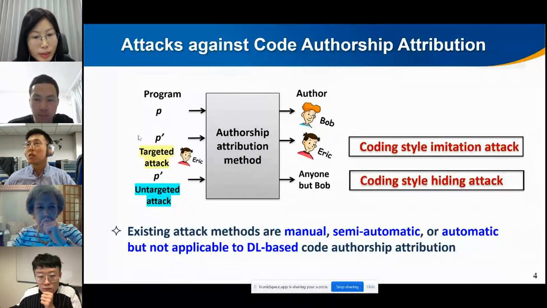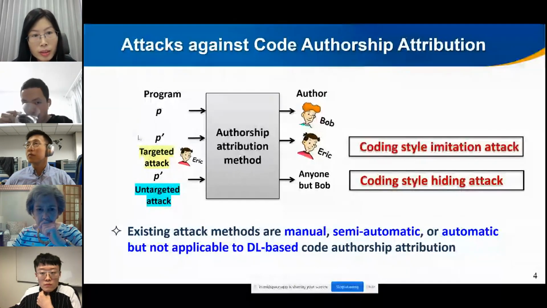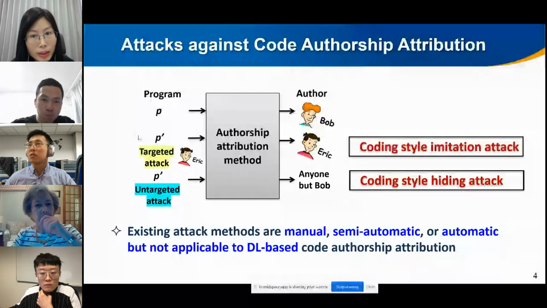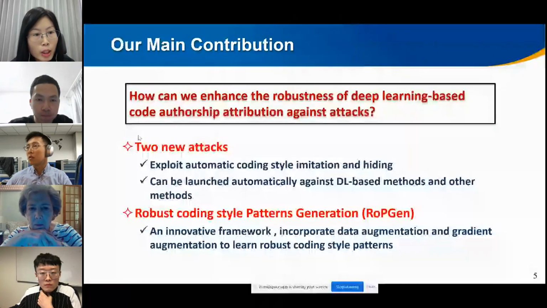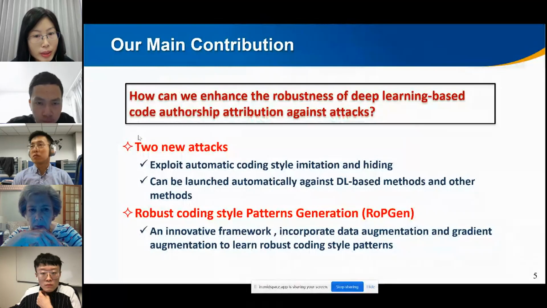Existing attack methods are manual, semi-automatic, or automatic, but not applicable to deep learning-based methods. So we focus on enhancing the robustness of deep learning-based authorship attribution methods. We propose two new attacks, which exploit automatic coding style imitation and hiding, and we propose an innovative framework called ROPGen.